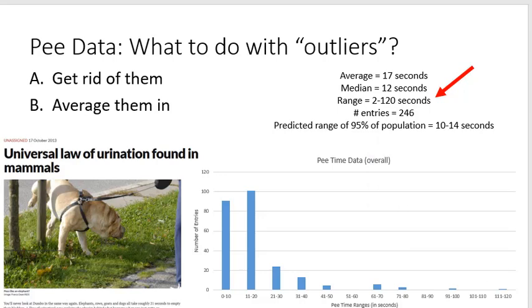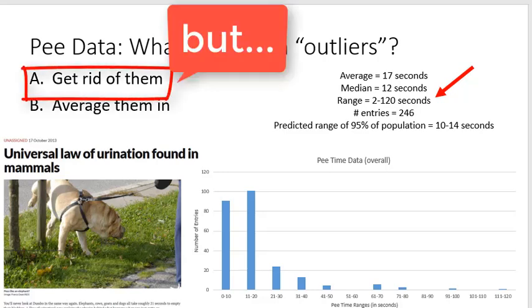For one thing, both entries had exactly 120 seconds listed. I feel like someone might say, wow, that pee was like 2 minutes long, without actually measuring the time. Or since the students could submit multiple entries, one student may have submitted the same data twice. So I think you could make a good argument for removing these 2 outliers.